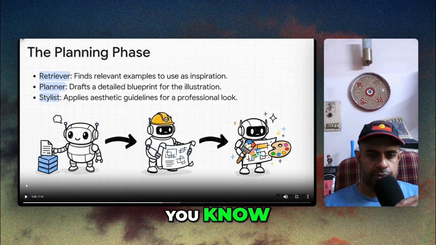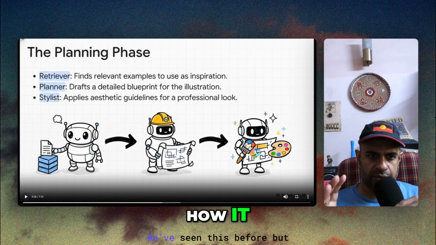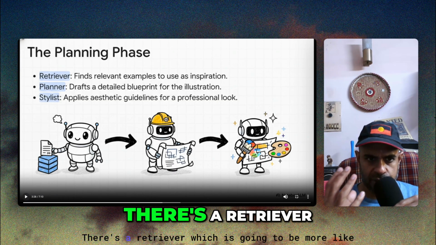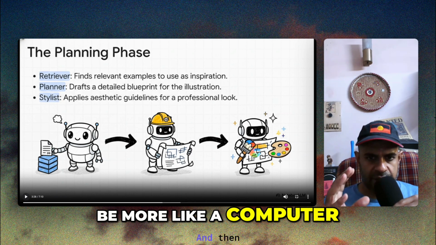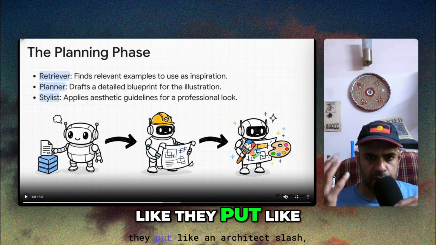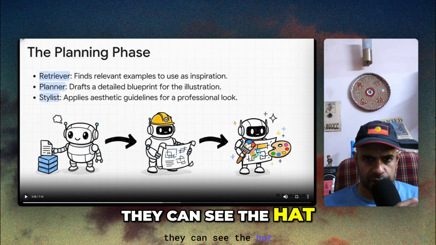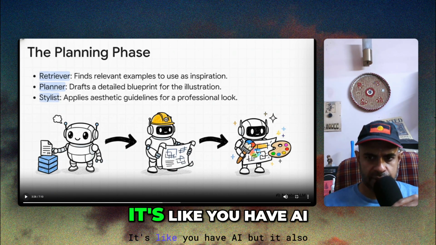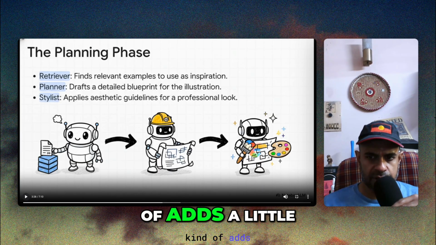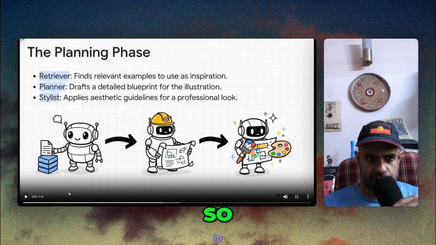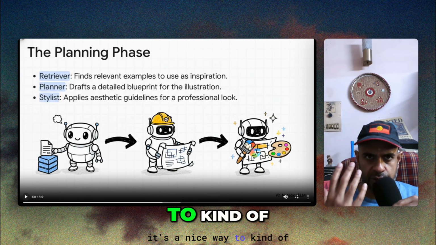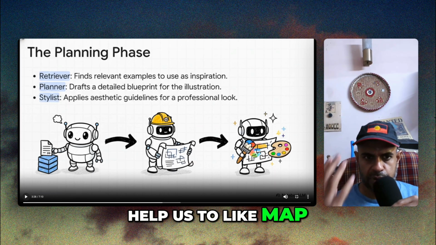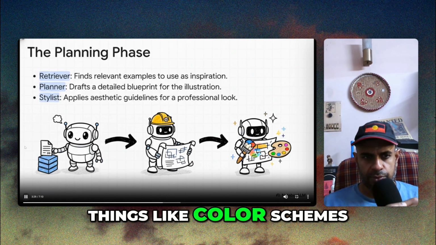So I really like the illustration here. We've seen this before, but you can see here it tries to visually illustrate as well, right? There's a retriever, which is more like a computer, and then a planner, like an architect or construction worker, you can see the hat. And then you have the stylist, which is AI, but it also adds a little bit of an artistic layer to that. So when we see images like these, it's a nice way to understand and help us do the visual mapping. Things like color schemes and fonts.